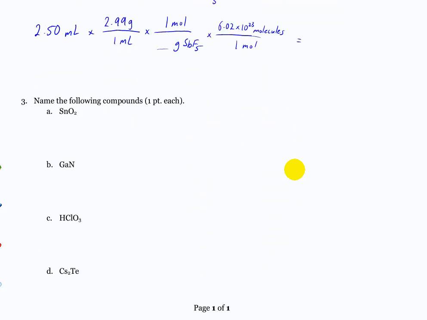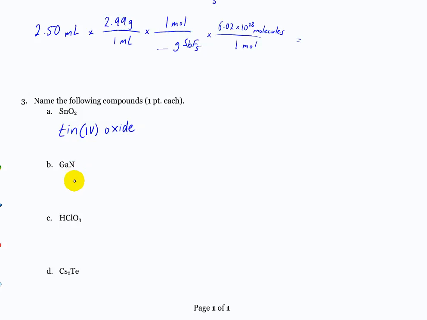All right, so let's name these. This first one is tin(IV) oxide. Was it close? Those of you who went, oh, are you close? All right, well, that's close. But remember, oxide is a 2- ion. So if there's 2 of them, it's got to be 4-.